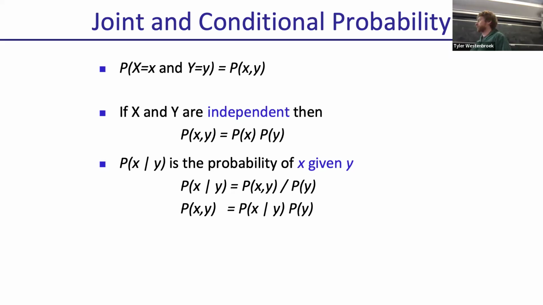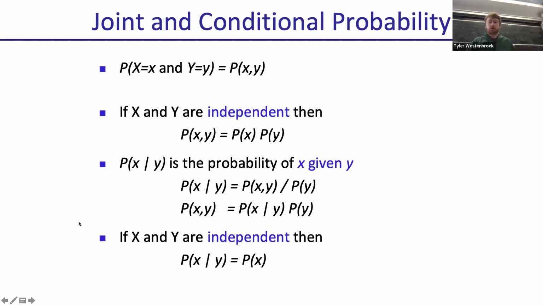So if we have a model for the probability that we're going to see x given y, if we know this ratio right here, then we can calculate the probability of seeing x and y if we know the total number of times that y is going to occur. If x and y are independent, that means that knowing y happens isn't going to be informative of whether or not x happens. The way we formalize this is by saying that the probability of x given y is just the probability of x. So knowing y doesn't change how you would guess that x is going to happen.